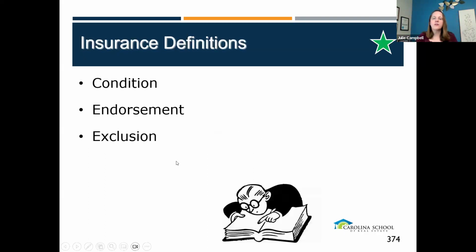Defining some more words. The condition is a limitation on coverage. An example of a limitation might be vacant properties, which we're going to talk about soon. An endorsement may be added to an insurance policy. This is coverage for something that's not normally covered. So think about rare and valuable items. Maybe you have grandma's antique jewelry, for example. You may want to consider getting an endorsement. It's something rare and valuable.